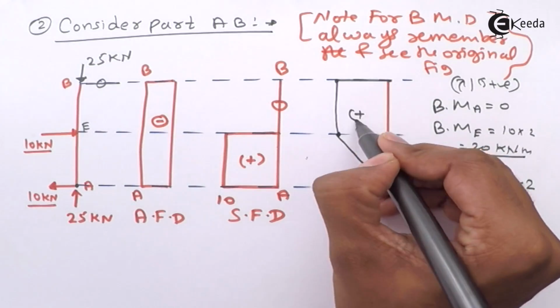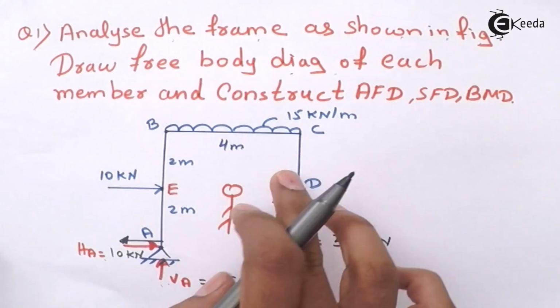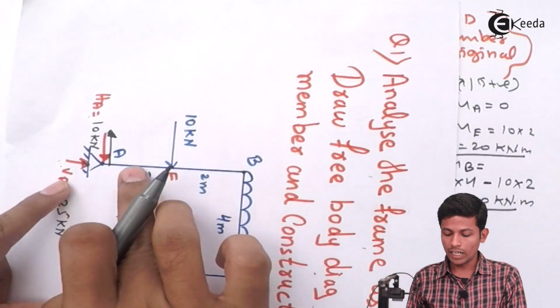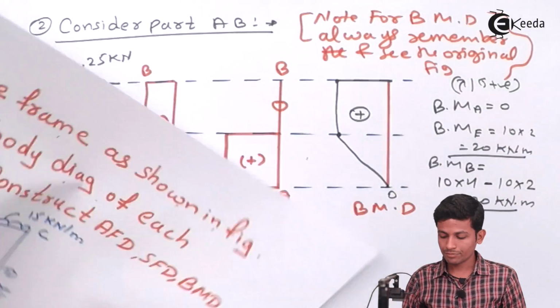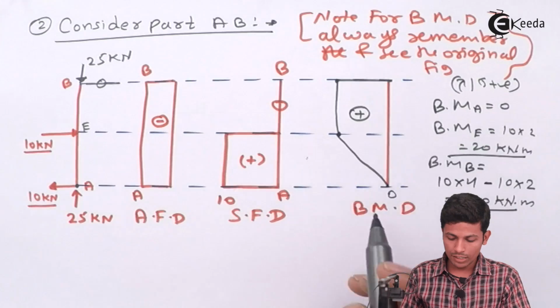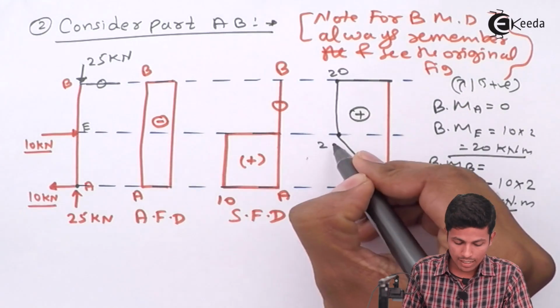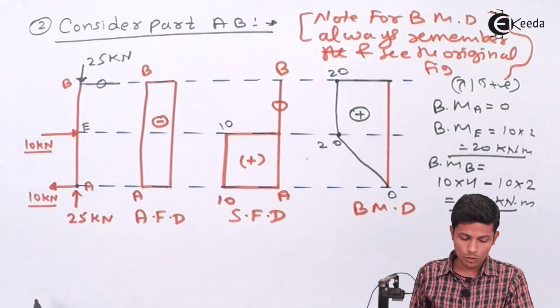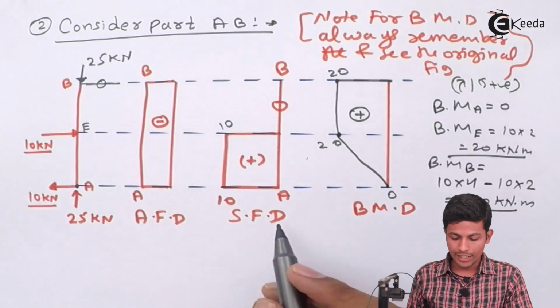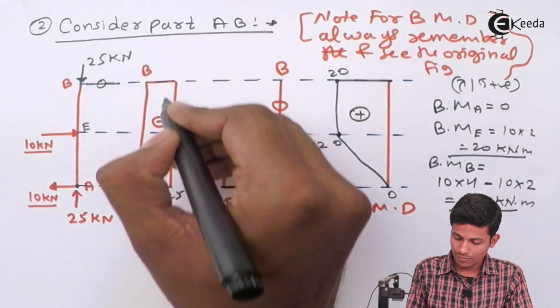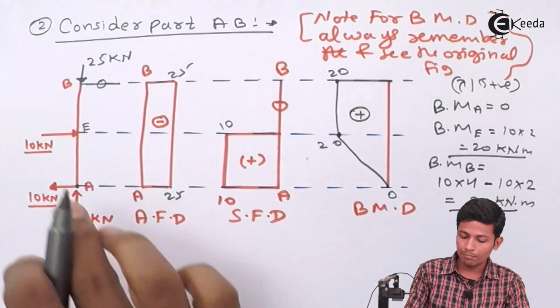This is positive. C, this is positive away from the frame. This diagram will be like this. Okay, now here we are done with this part of AFD, SFD and BMD. Now we are done with the AB part.